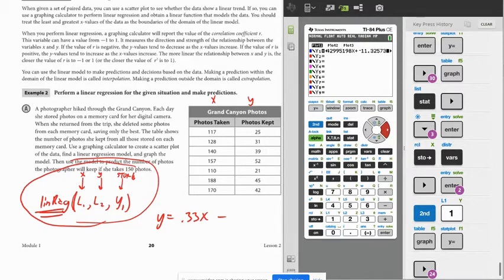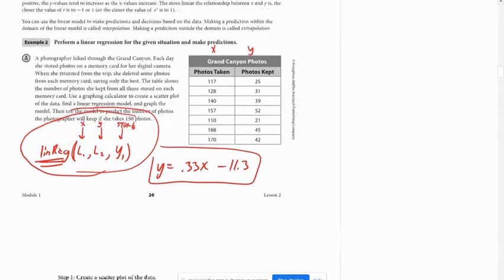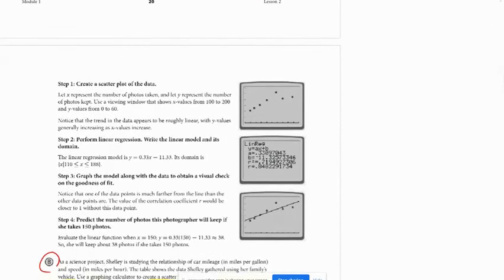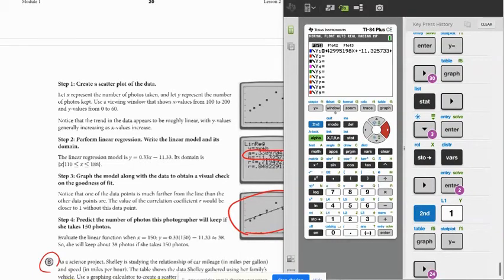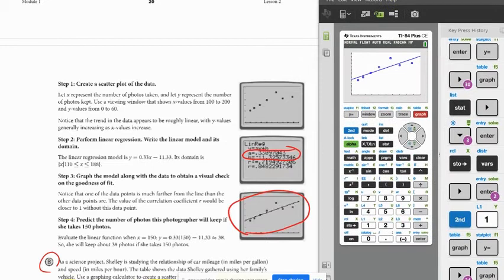Saying -11.3. Okay, so that is our approximate regression equation. If you have your textbook here, if you go to the next page, you'll see that they got the same slope and y-intercept that we got, and their graph looks the same as our graph as well. Okay, so that's how linear regression works.